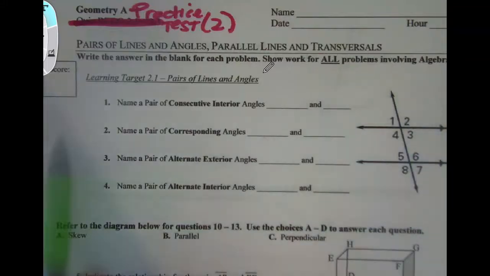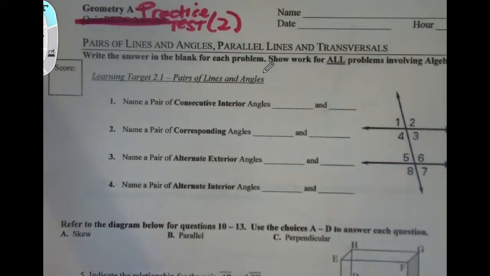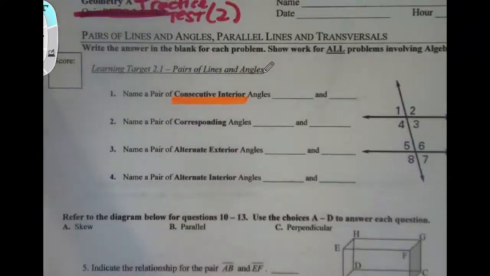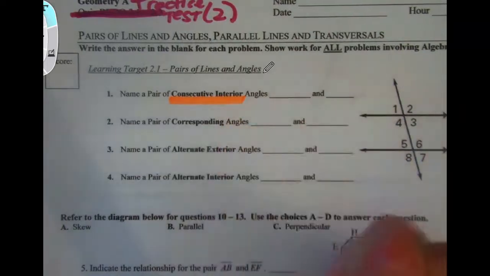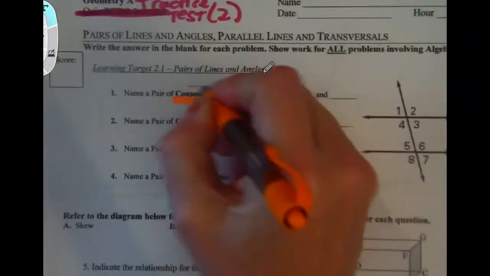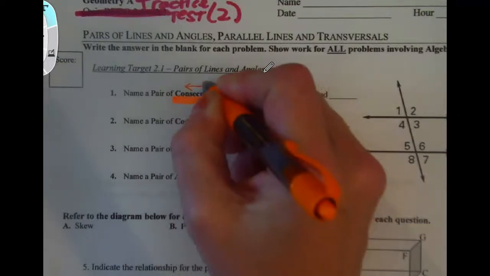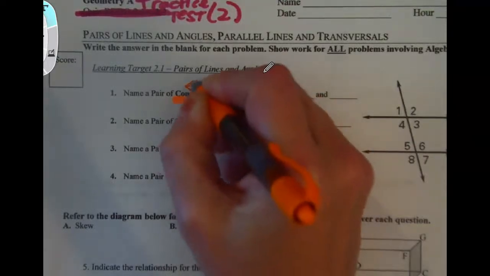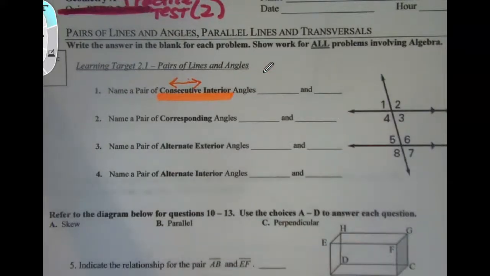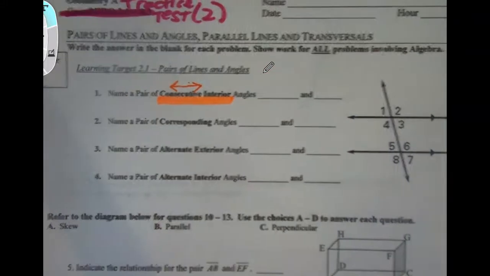And then we want to name a pair of consecutive interior. And hopefully you remember by now, consecutive interior are the only ones that are not like the others. They form the straight line. So I like to always write that line there just so I know. They're the ones that are a little different. They form a straight line. When we get into the next target, we need to know they also will add up to 180. But for right now, just identification.